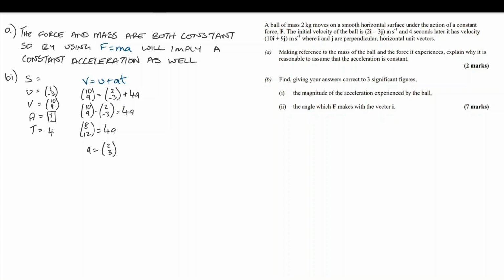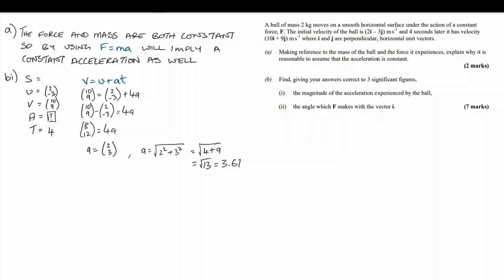We're asked for the magnitude of this acceleration, so we can find the magnitude by applying Pythagoras. If we think of the diagram, we've gone to the right by 2, up by 3, and we're looking for the diagonal length. The diagonal length is root 13, which to 3 significant figures is 3.61.